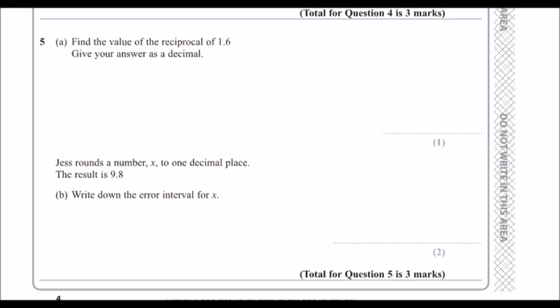Question 5. Find the value of the reciprocal of 1.6. So reciprocal means 1 divided by. So 1 over 1.6 is the reciprocal of 1.6. So type it into the calculator. It comes up with 5/8. The question says give your answer as a decimal. So press the button on the calculator that changes it to a decimal, and we should get 0.625.